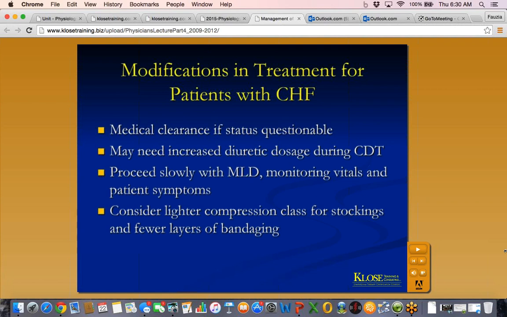You want to do MLD slowly. Maybe start slowly and see how they do. Monitor their vitals before and after the MLD. Make sure the patient's symptoms are okay, and then you can maybe continue with the MLD. And then for compression, we might consider a lighter compression class and maybe fewer layers of bandaging when we're thinking about these patients.